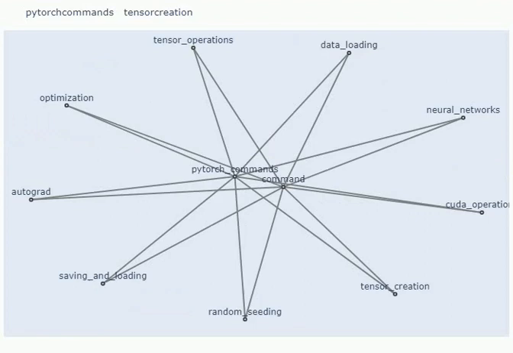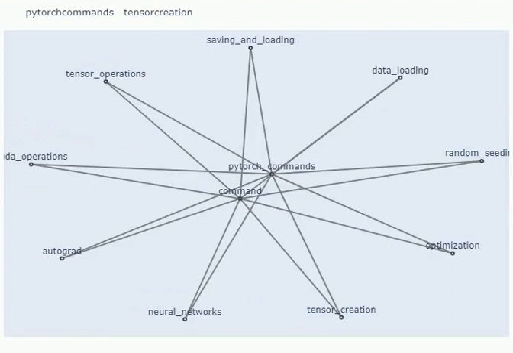Command: tensor.std(dim). Description: returns the standard deviation of all elements in the tensor. Command: tensor.max(dim). Description: returns the maximum value of all elements in the tensor. Command: tensor.min(dim). Description: returns the minimum value of all elements in the tensor.